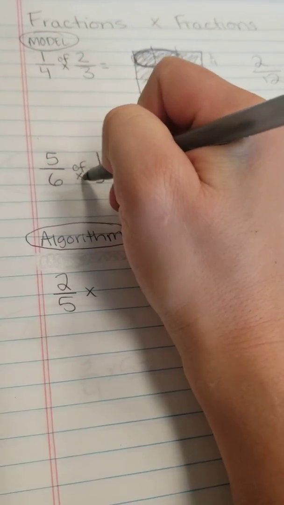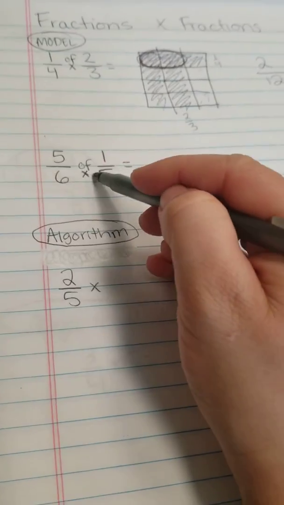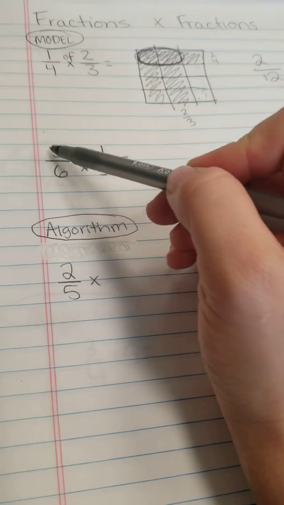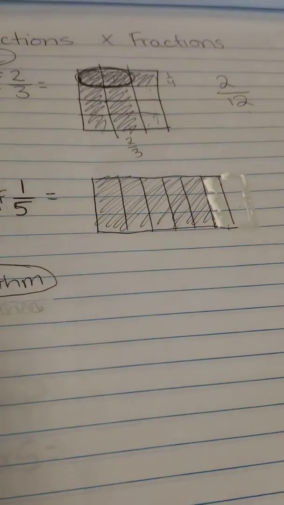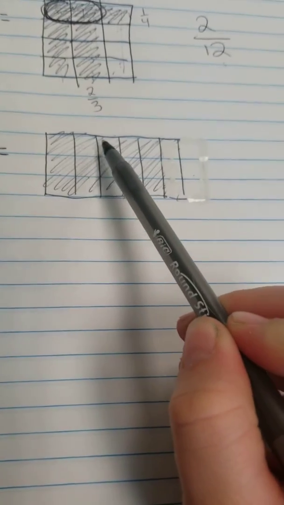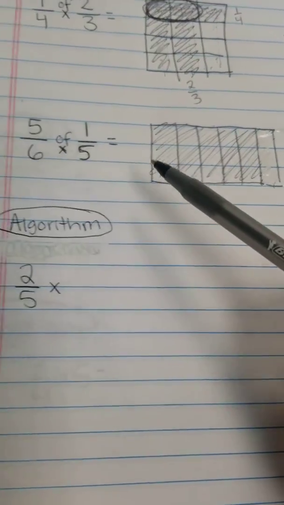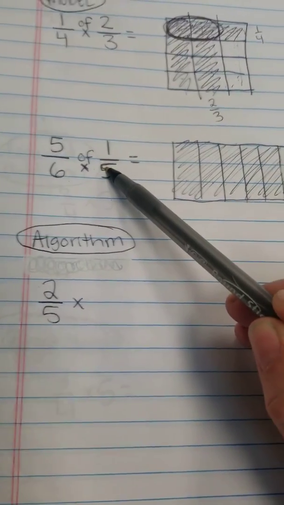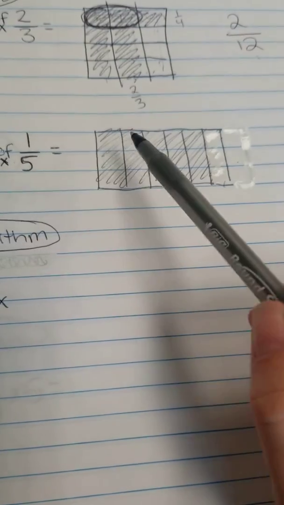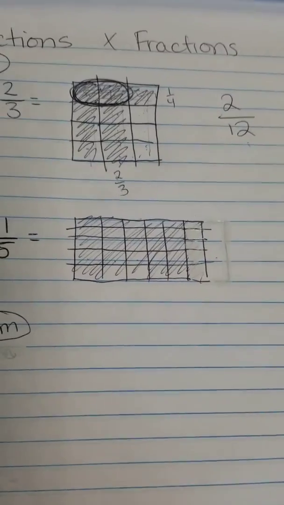And I know "of" means to multiply. So 5/6 times 1/5. So first I'm going to represent 5/6. So in my model, 1, 2, 3, 4, 5 out of 6 parts are shaded in. Now I'm going to use the other direction and multiply fifths, or model 1/5 going the opposite direction.